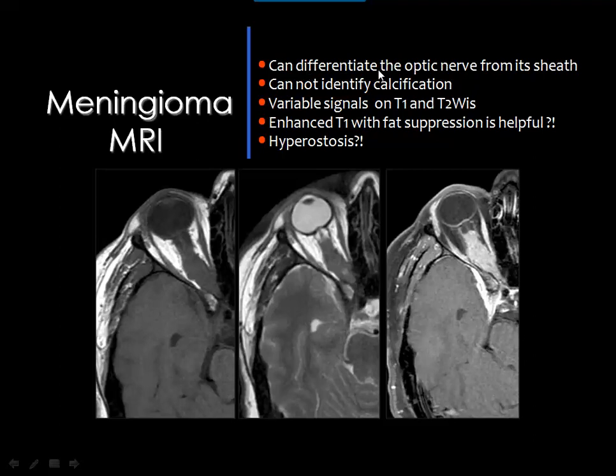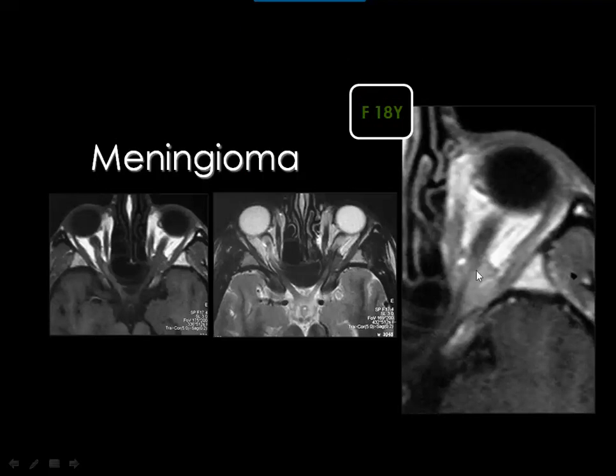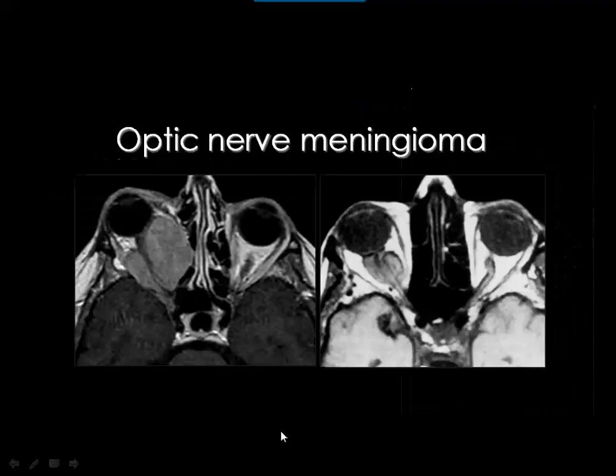You can differentiate the optic nerve from its sheath by MRI, of course, and MRI cannot see calcium. CT is better here, and both CT and MRI can show the hyperostosis resulting from the lesion. And this is a good example of optic nerve meningioma. You see the optic nerve fibers through the mass itself, and here also you see a lesion at the orbital apex, and you can see the optic nerve fibers going through the tumor mass.